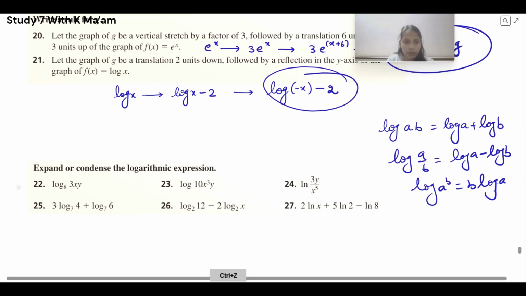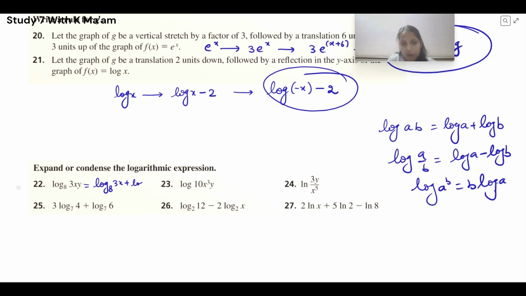In the first one, we have to expand it. So, it's log base 8 of 3x plus log base 8 of y. This 3x can be expanded again. Log base 8 of 3, log base 8 of x, log base 8 of y.